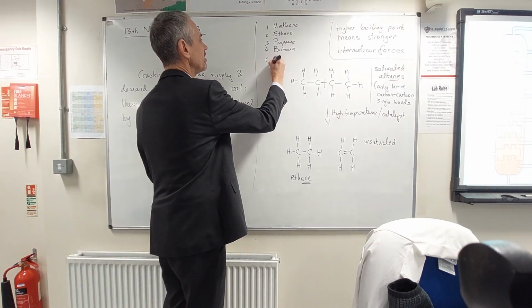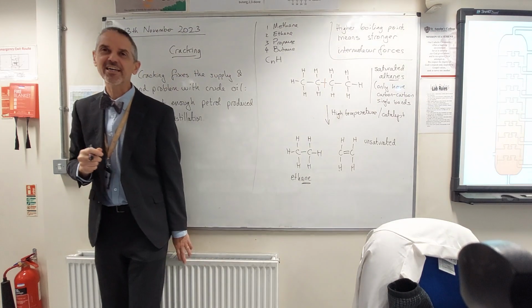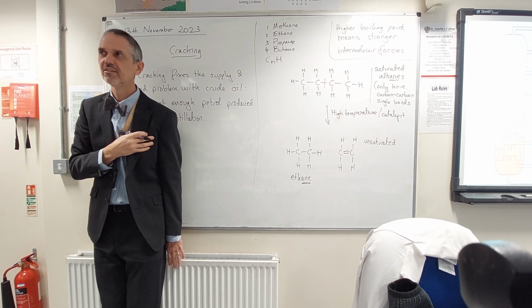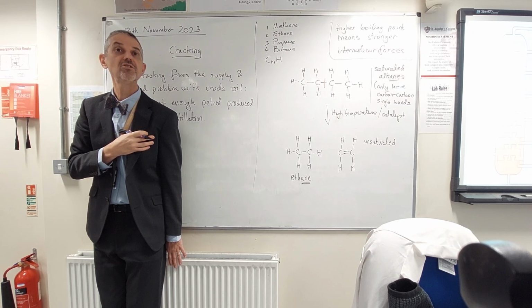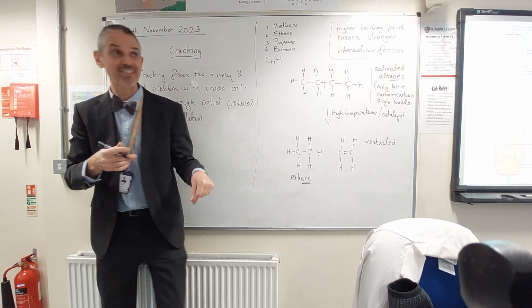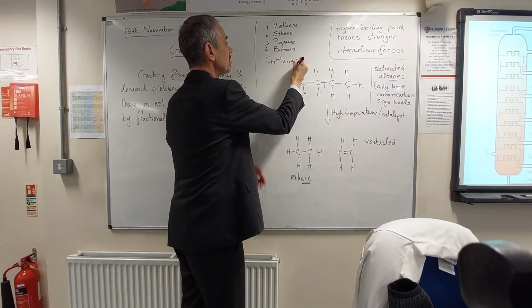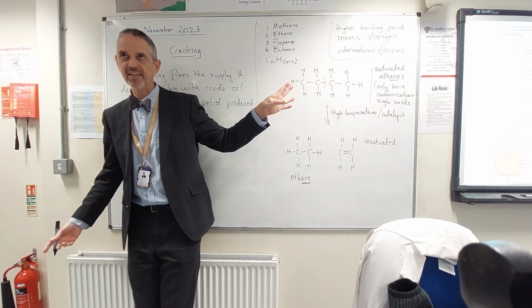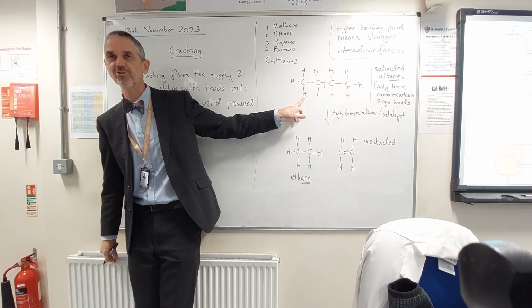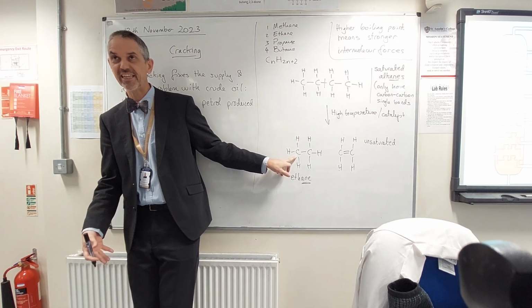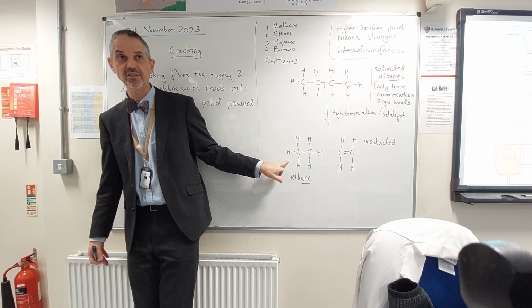Remember the general formula? If I have N carbons in an alkane, how many hydrogens does it have? 2N plus 2. Double it and add 2. So, for example, butane has 4 carbons, double that, 8, add 2, 10, so it must have 10 hydrogens. Ethane, 2 carbons, double it, 4, add 2, 6, so ethane has 6 hydrogens.